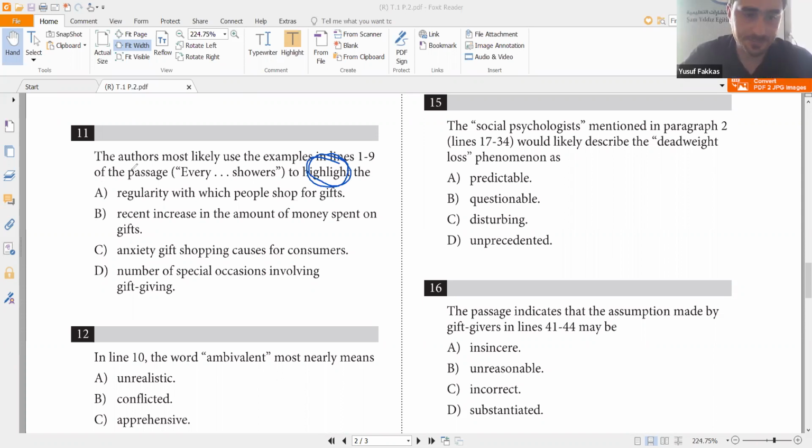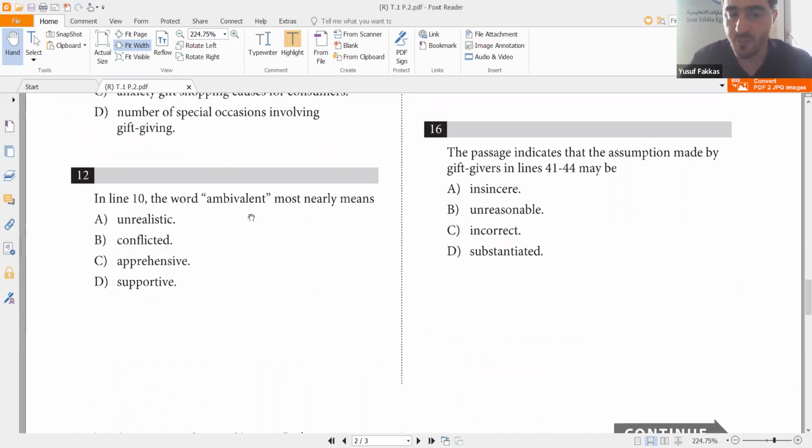Okay, so yes, the answer is A. They just want to highlight how regular, how frequent people go shopping for gifts, and to show us how this experience happens regularly. We already answered ambivalent, so we're not going to do it again. When we do a question for the first time, I'm fine with everybody getting it wrong. But what I am not fine with is when we do a question before, and then we do it again, and we still get the wrong answer.